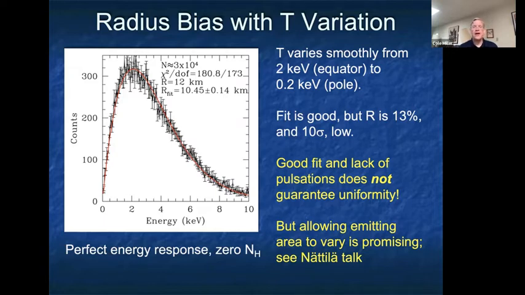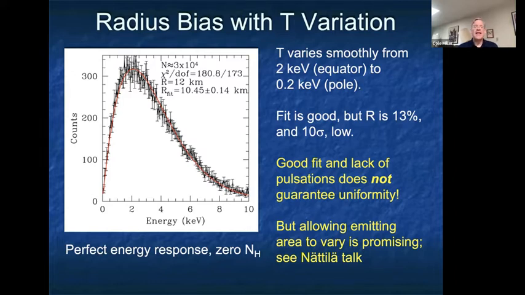Big range in temperatures. But I fit it using a single temperature model, effectively assuming that the entire surface emits uniformly. You might have imagined, given this factor of 10 range in temperature, that a single temperature fit would be terrible, but it is not. As you can see in the plot, the chi-square per degree of freedom is fine. No red flags. You'd have no indication that this is a problem. Also, in this fit, we get a great measurement of the radius, 10.45 plus or minus 0.14 kilometers. The nuclear physicists would be drooling over such a precise measurement, except for the fact it's 10 sigma low.